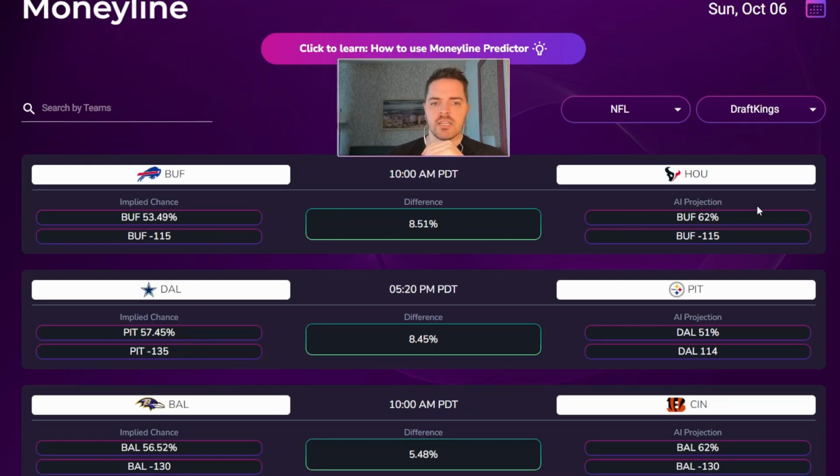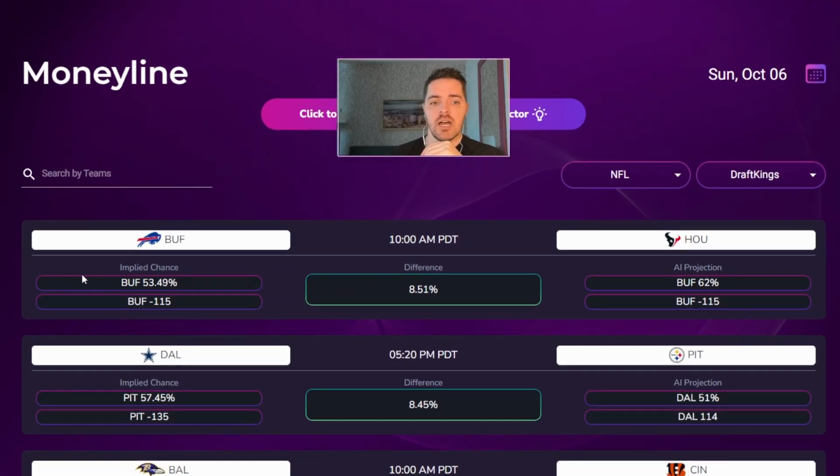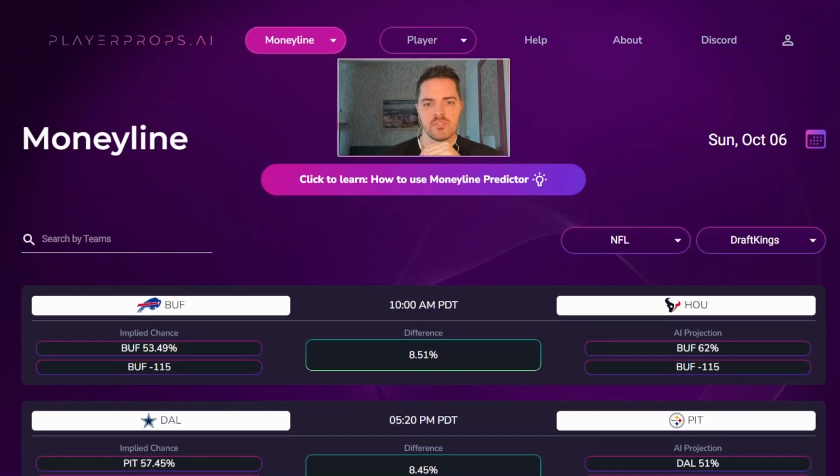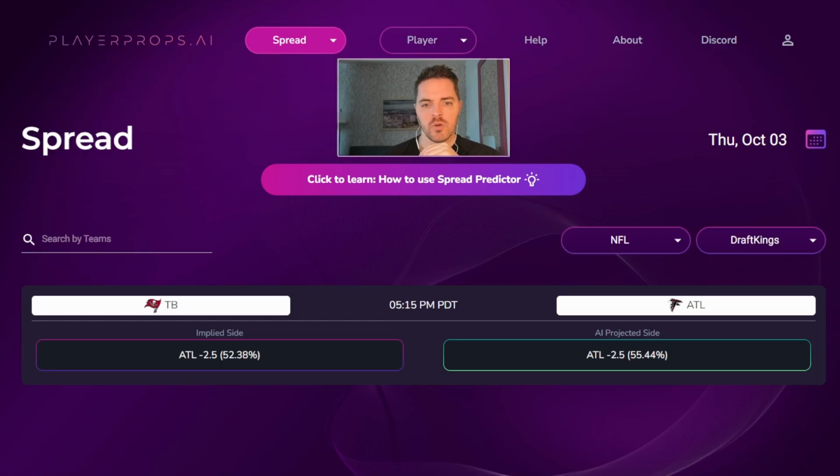But for the sake of what we're locking in here for our money line pick for the show, I think I am sticking with this top one because it doesn't have an underdog winning. It just says that the person that's projected to win definitely has a much higher chance of winning than the sportsbooks give them credit for. So we're looking at Buffalo money line minus 115. Now let's hop over to the spread predictor.